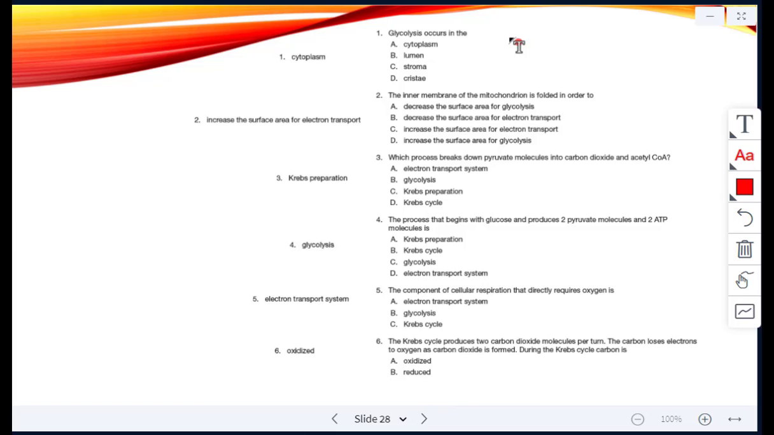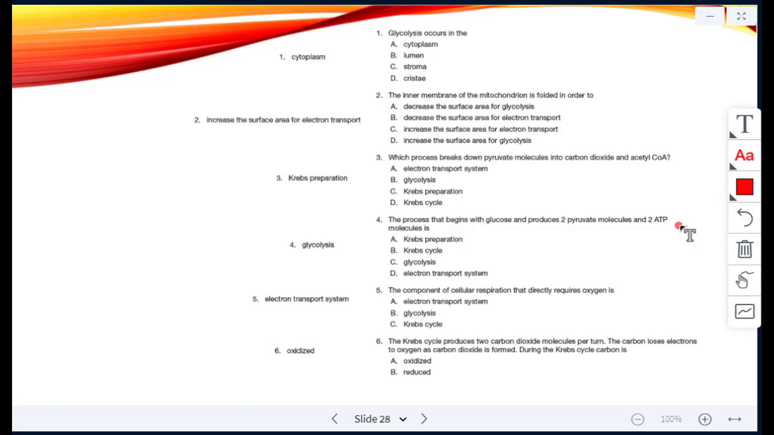All right, just a few more questions. Glycolysis occurs in the, multiple choice, cytoplasm. The inner membrane of the mitochondrion is folded in order to, anytime we see membranes being folded, it's to increase the surface area. In this case, for electron transport. Question 3, which process breaks down pyruvate molecules into carbon dioxide and acetyl-CoA? So that was before the Krebs cycle, so it was during the Krebs cycle preparation.